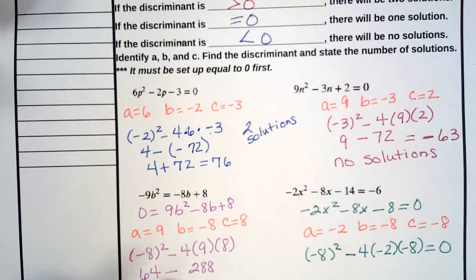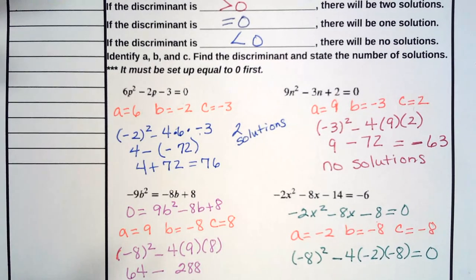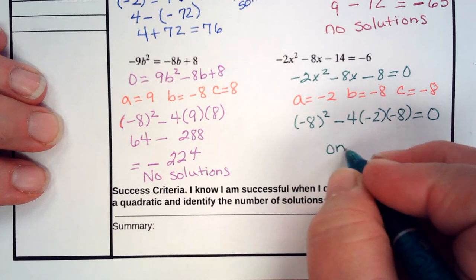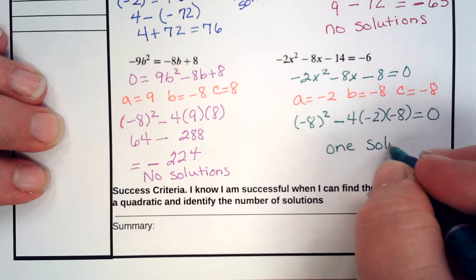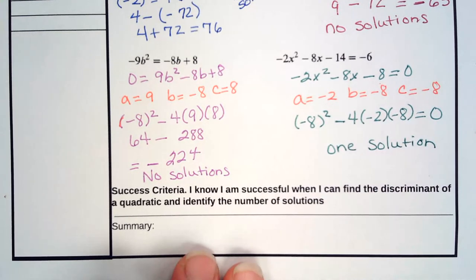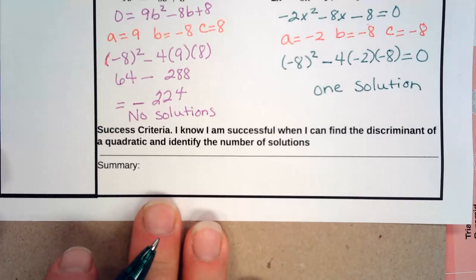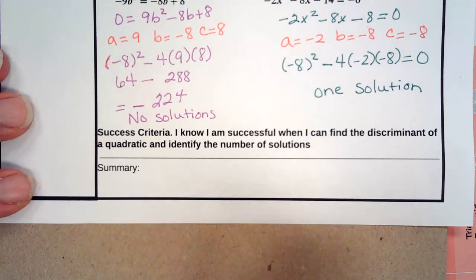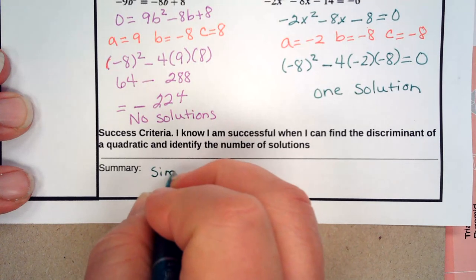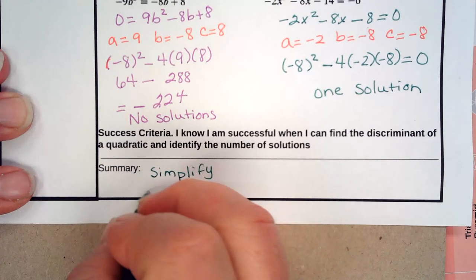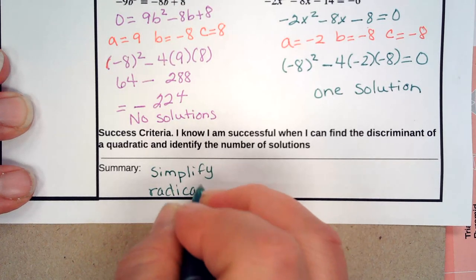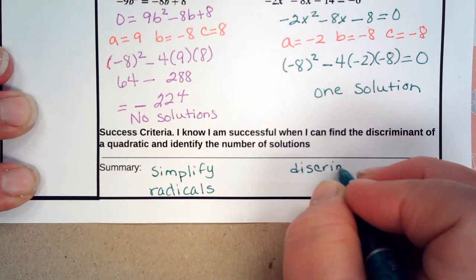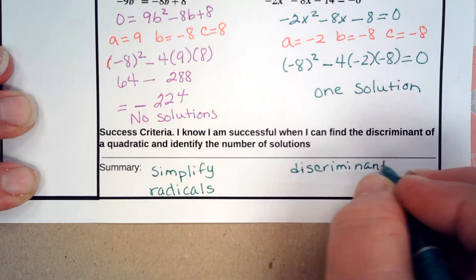If it is equal to 0, how many solutions? Well, only one, because when you add or subtract 0 from a number, it doesn't change the number. Success criteria? I know I'm successful when I can find the discriminant of a quadratic and identify the number of solutions. So we simplified radicals. And then we found the discriminant. And the number of solutions.